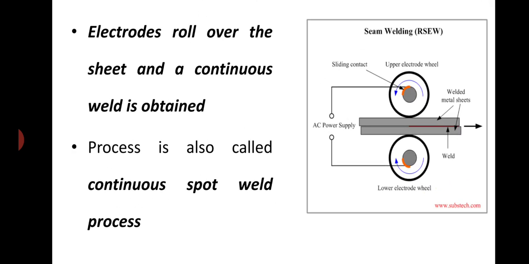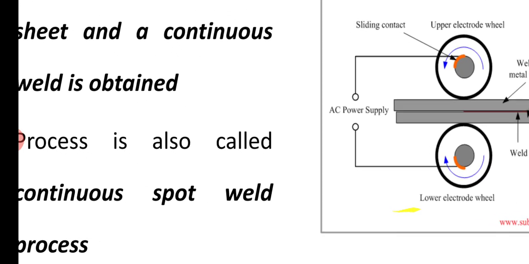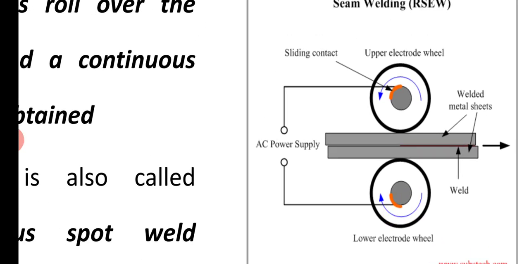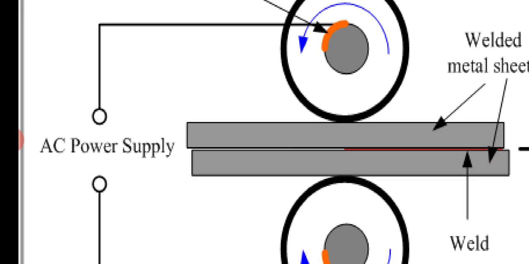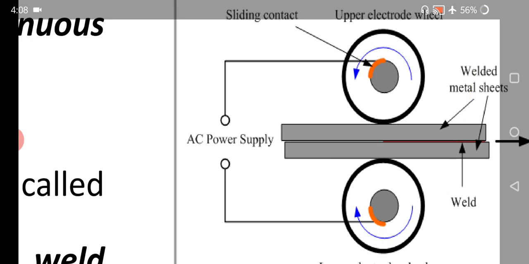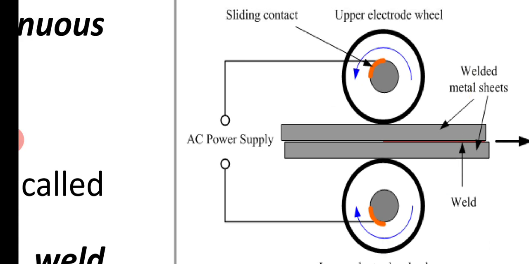Seam welding is used if you need a line welding operation. Your electrode will be like a wheel, and the wheel can be moved, or the workpiece can be moved. Here the workpiece is moved from left to right. You can see the red thing is the welded metal sheet, and as the sheet metal is being pulled out, the two metal sheets will be welded together.